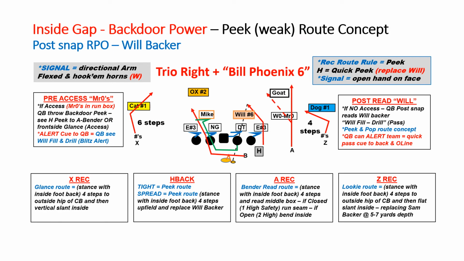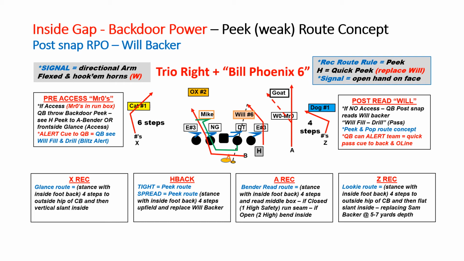The last inside gap example is what we call a backdoor power. When we don't say anything, we assume we're running plays at the H. But when we go away from the H, then we're going to call that a backdoor power scheme. What happens there is it gives us the ability to have the H now release into the route scheme. So we'll just add that to the pop route concept, and we call this a peak.